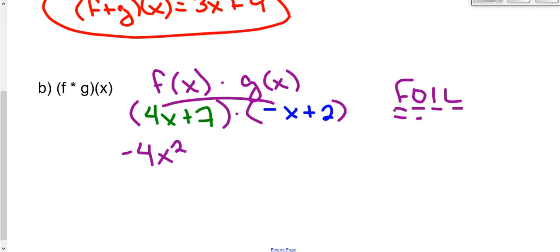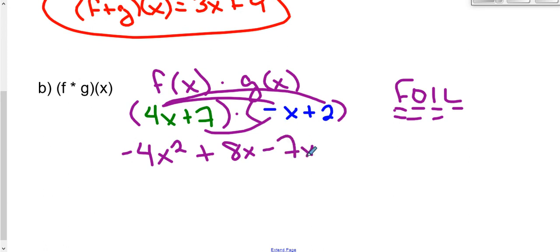So we can multiply the coefficients and multiply the variables. Next we move to the outside terms. So 4x is on the outside of the left, 2 is on the outside of the right. Multiply those together. 4x times 2 is 8x, and it'll be positive, so plus 8x. We move to the inside terms. 7 is the inside on the left, negative x is the inside on the right. 7 times negative x, the 7 and negative will multiply to negative 7. And the x has nothing to multiply it with, so it will stay the same.